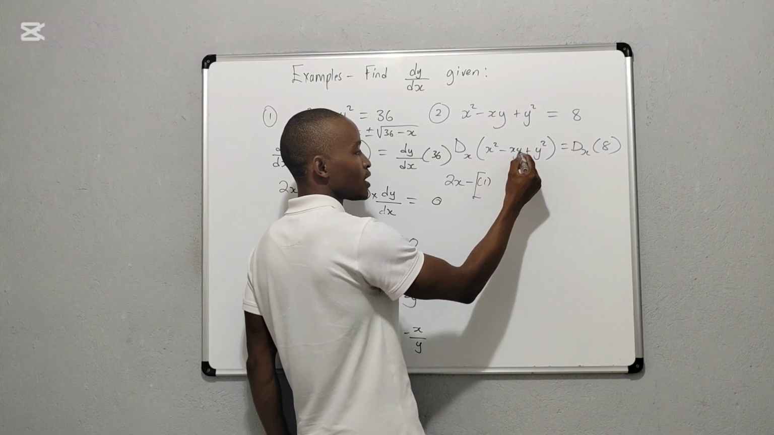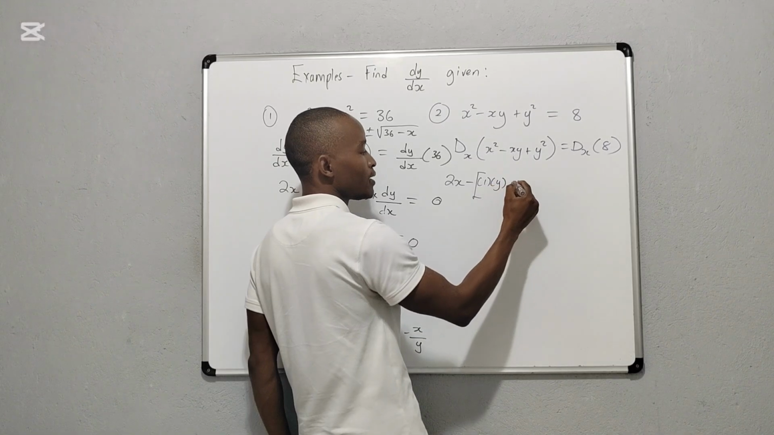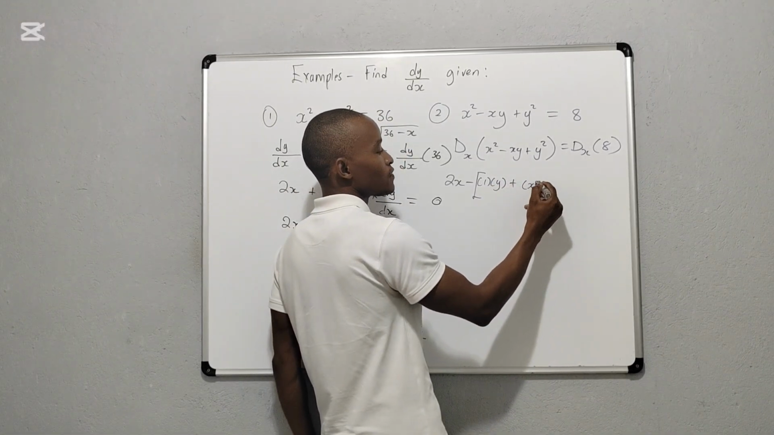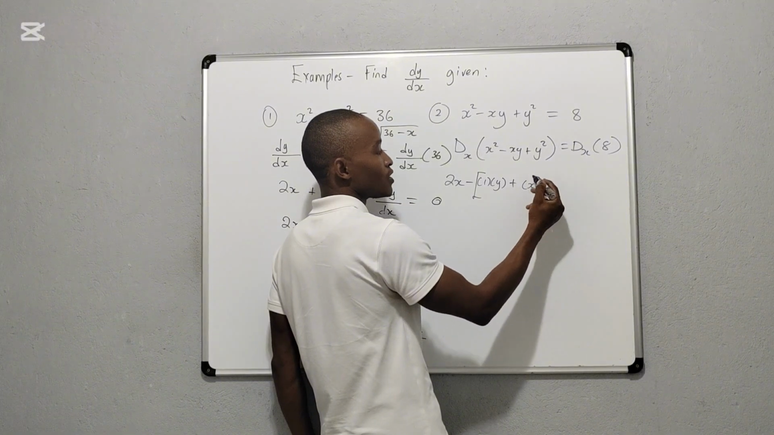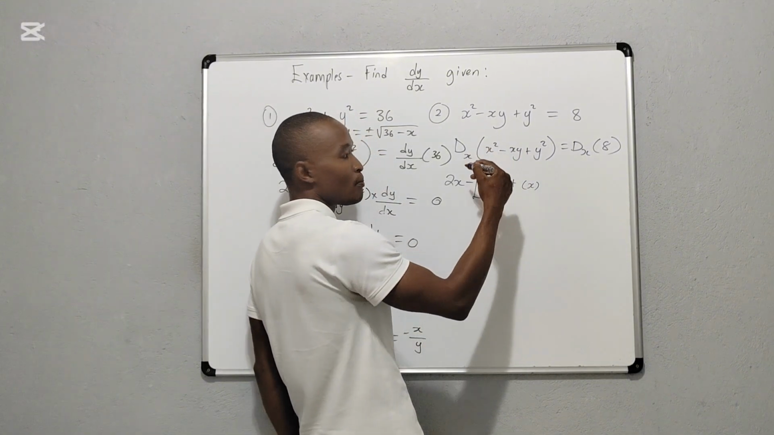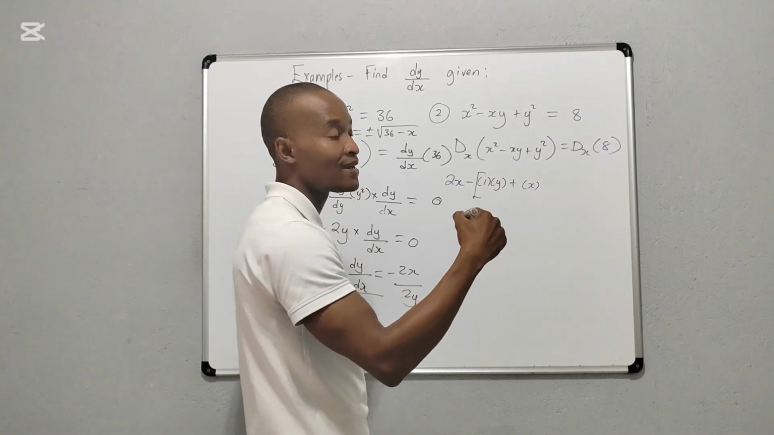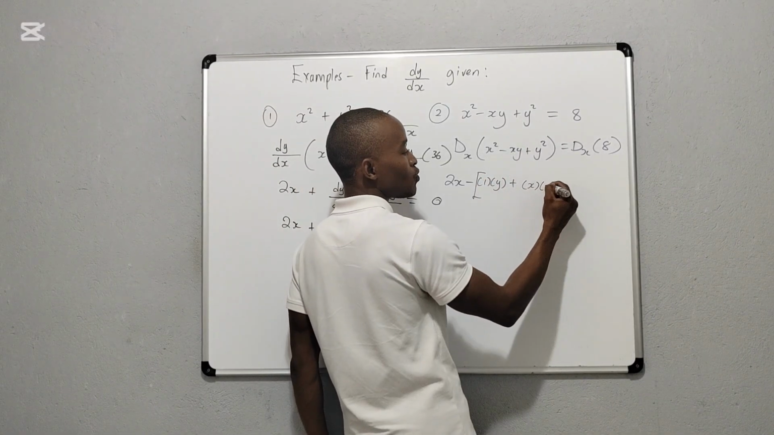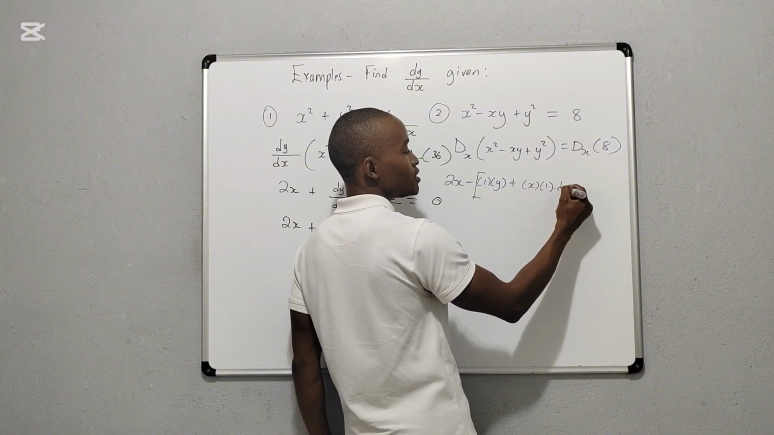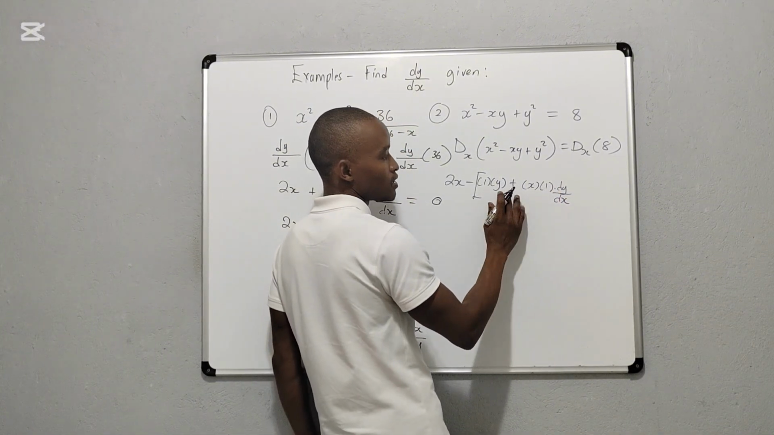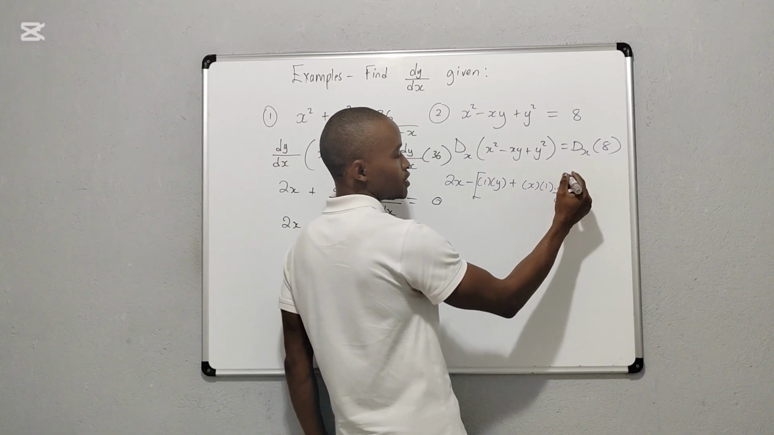Okay, you keep your first function x, and multiply it with the derivative of y with respect to x, but now we need to work with the chain rule. So the derivative of y will be 1 times dy over dx, and that takes care of the chain rule.